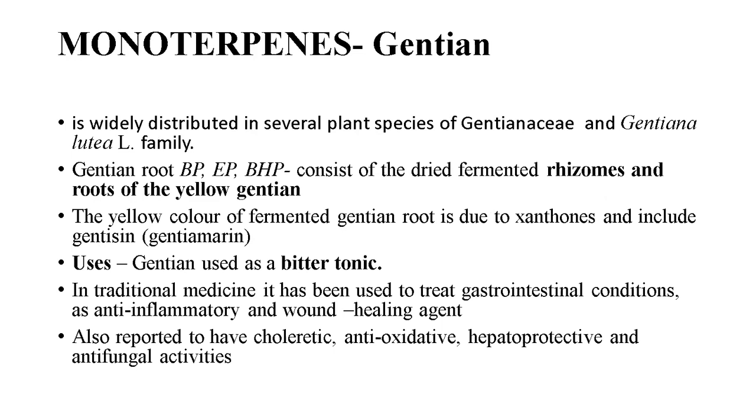gentian. This group is known as gentian root in the BP, and now this is the important part, it consists of dried fermented rhizomes and roots of the yellow gentian. The yellow color of the fermented gentian root is due to xanthones and includes gentisin. So for the uses, most of these monoterpenes are bitter tonics. So you'll find they are mostly used to treat GIT conditions.